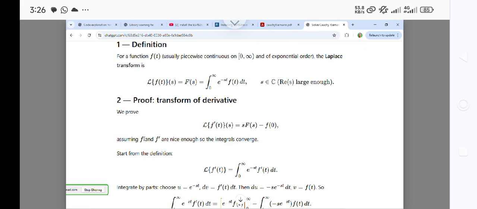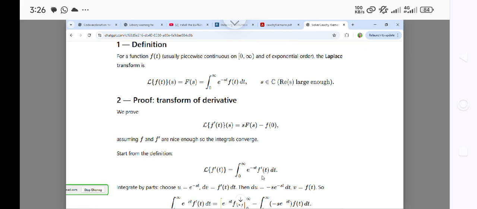Now, assuming f and f prime are nice enough so the integrals converge, from the definition we know that if we have the Laplace transform of f prime of t, this will mean this. How? I told you earlier that if you have an equation like this, any function you have, replace f of t by the function you are given. In this case, we are working on f prime of t. Instead of having f of t there, I will have f prime of t. That's the definition of Laplace transform.